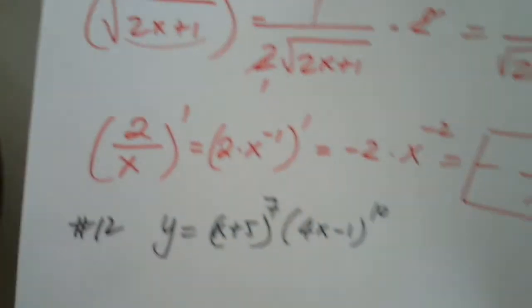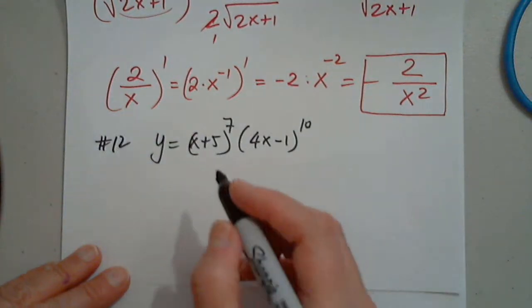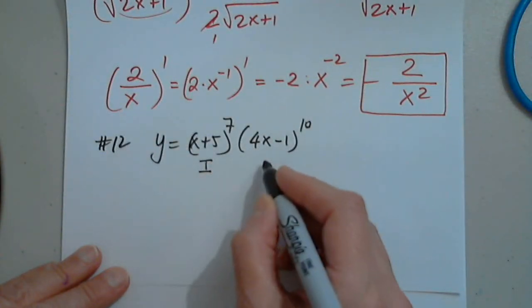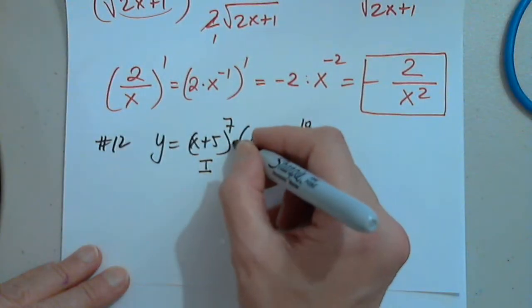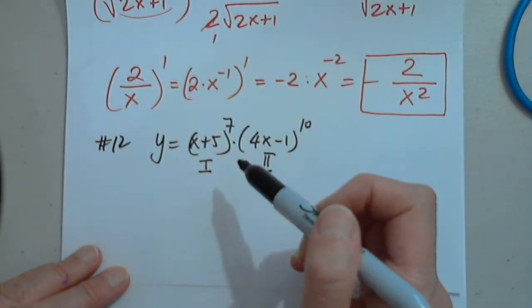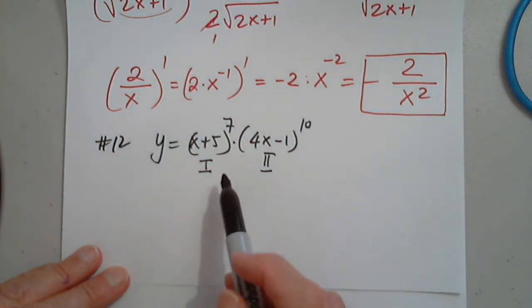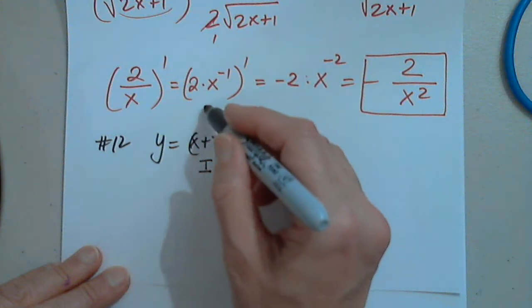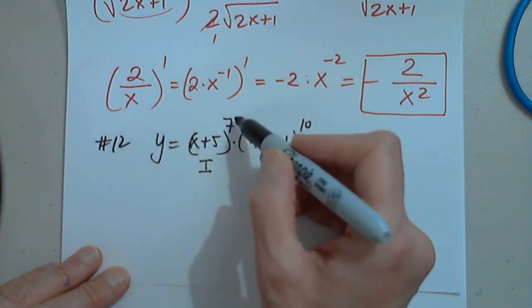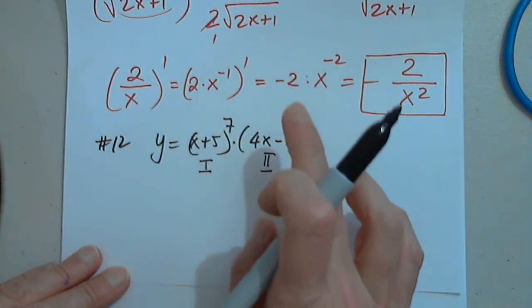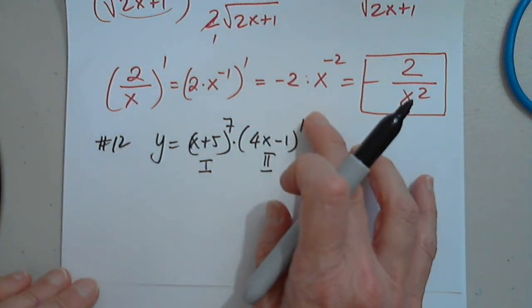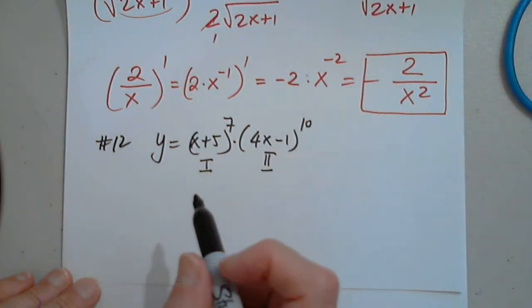Good. So here is a combo. This is function 1. This is function 2. This is a product. But in addition to the product rule, we have to apply the quotient rule because it's a function to a power, another function to another power. So remember what we're going to do.